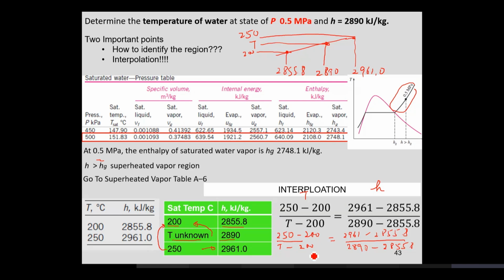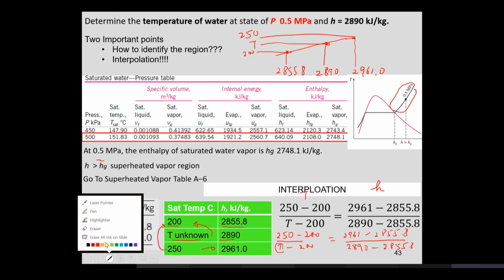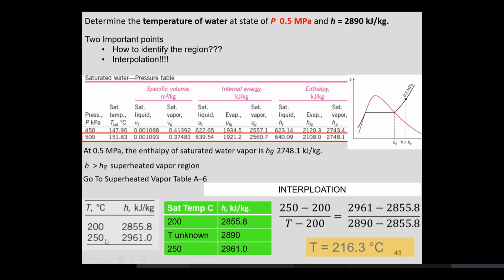I've taken the ratio. This equation would give me a value of T, which would lie somewhere between 200 and 250, and this would be the linearly interpolated value for the temperature, which comes out to be 216.3. So the value is between 200 and 250, and this comes out to be 216.3. And this corresponds to the enthalpy value of 2890. Is this point clear to you? Yes, sir. All right.